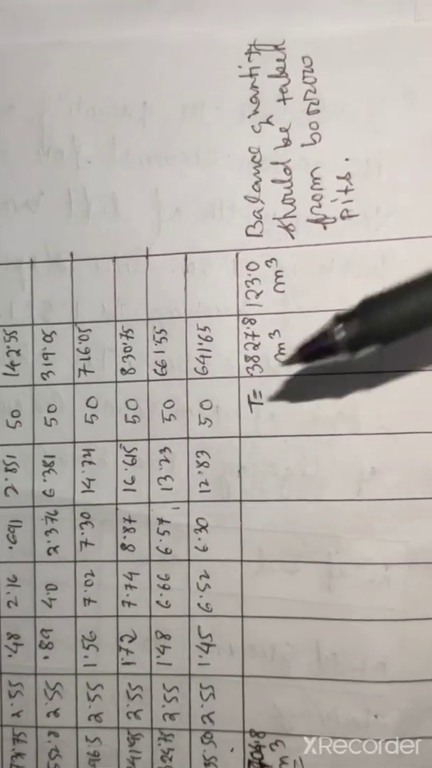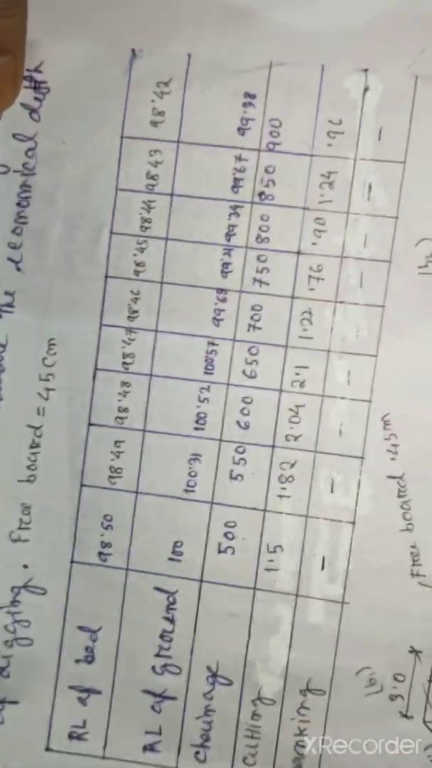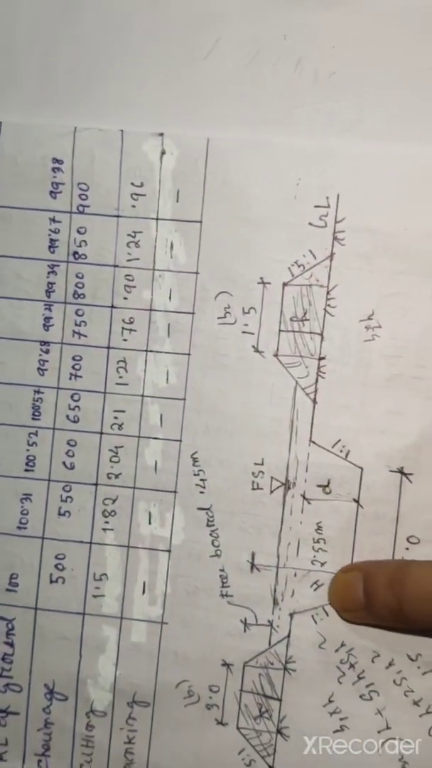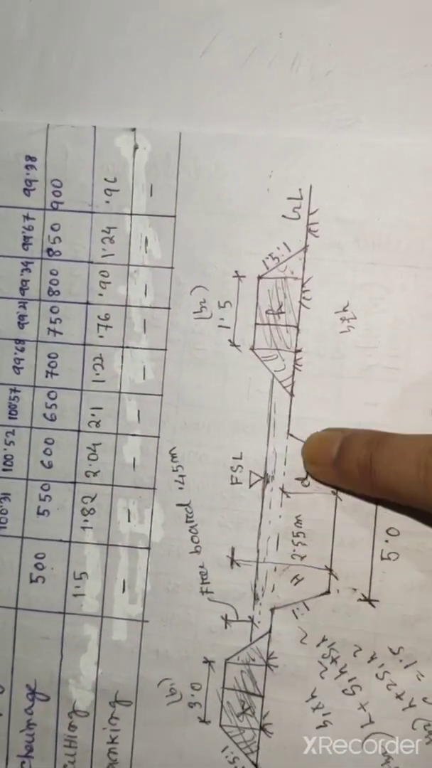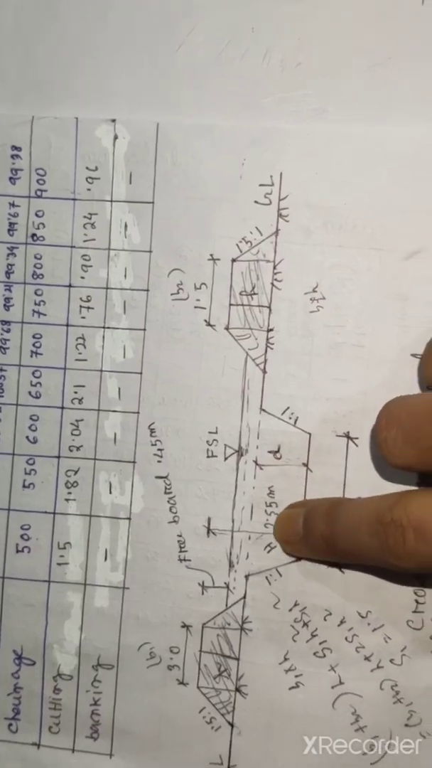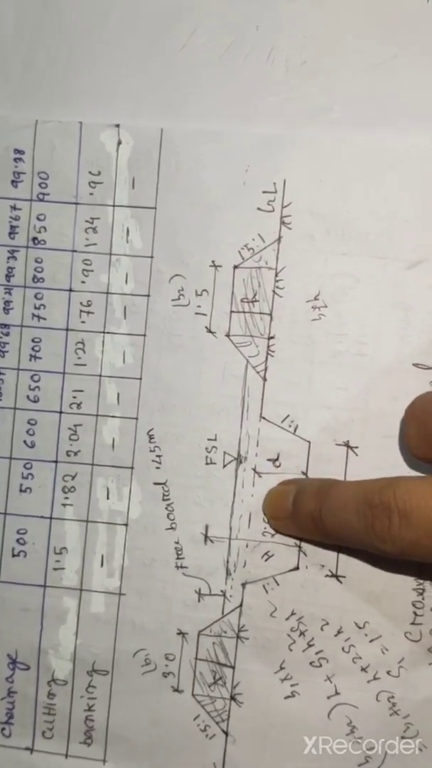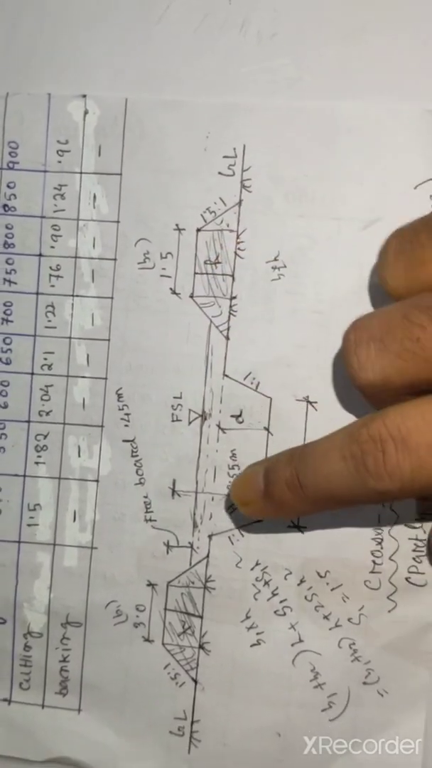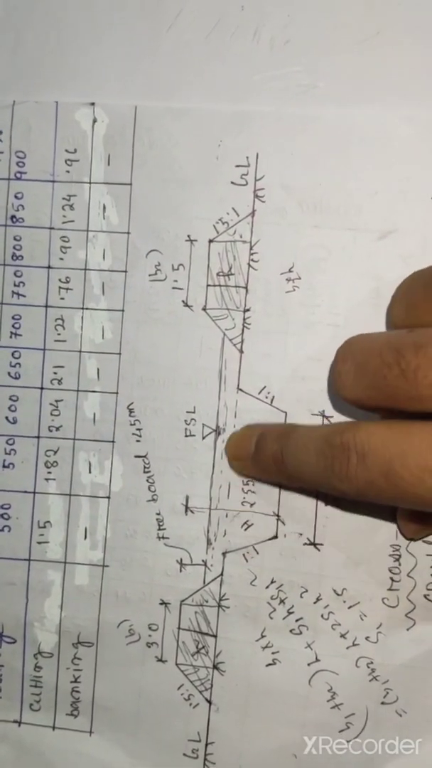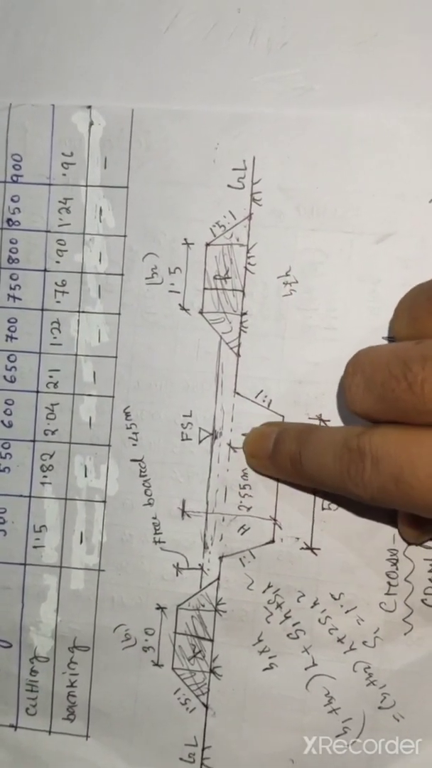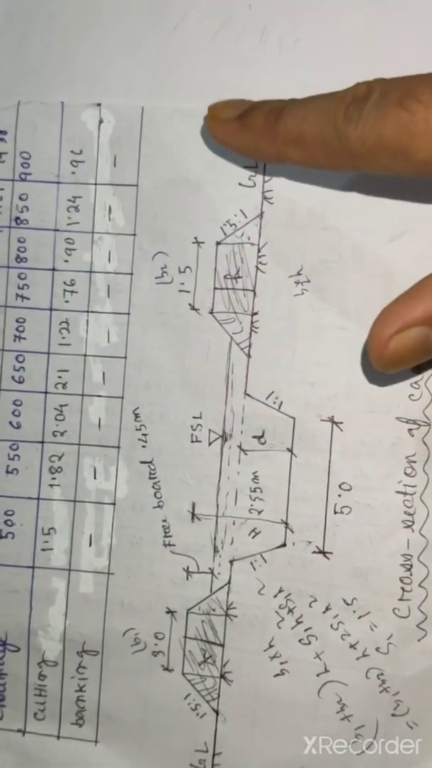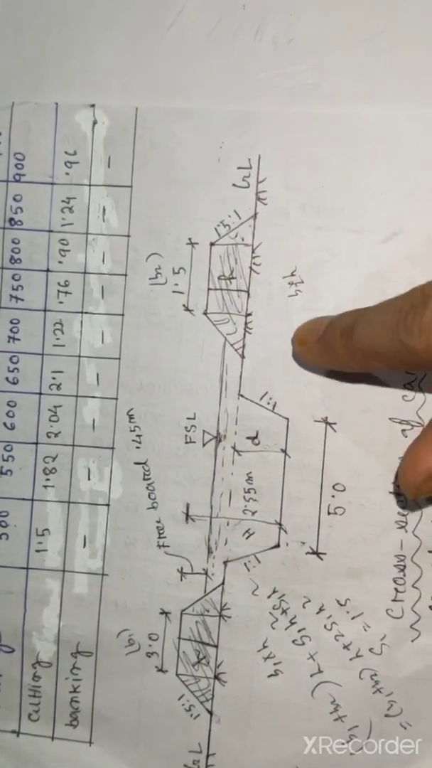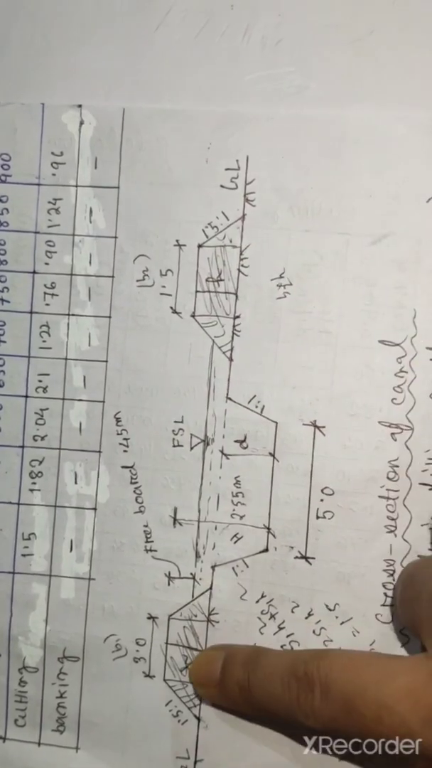That means, what is a borrow pit? This is the excavation that we have done. The earth taken from this excavation is being used to construct this and this. But according to our calculation, the excavated earth from this portion is not enough. 123 cubic meter of extra land is required to construct this and this.